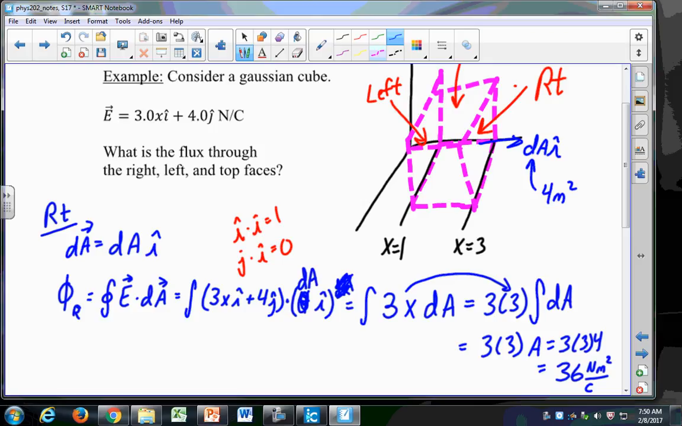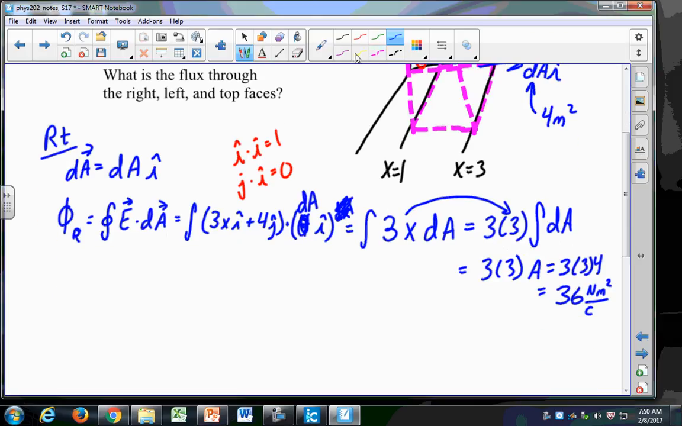I want you to take a moment and do the same thing, but for the left face. It's practically identical, except your x is going to have a different value. Your area is going to be in a different direction, because now our face is facing the opposite direction. So take a minute or so. I want to know the value for the flux through the left face. It's a numeric value, not a vector. What is phi L?